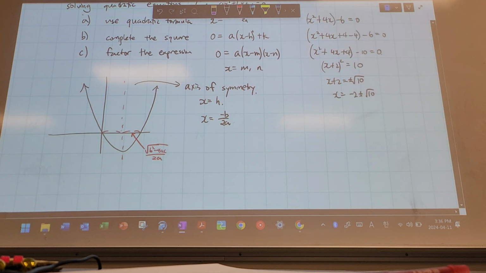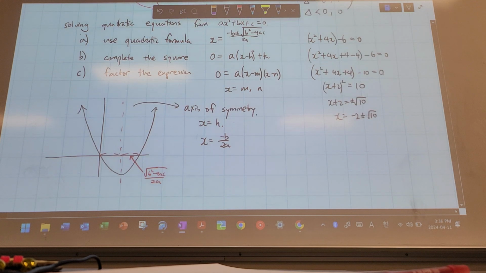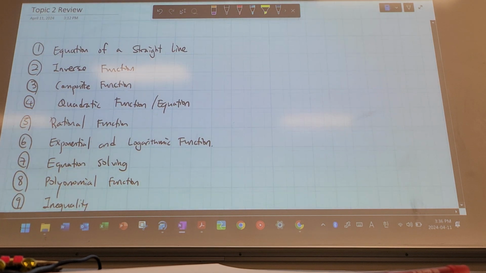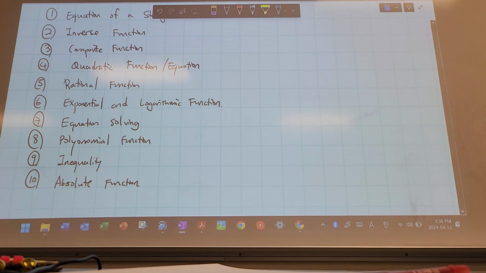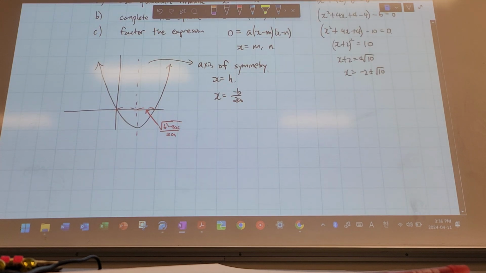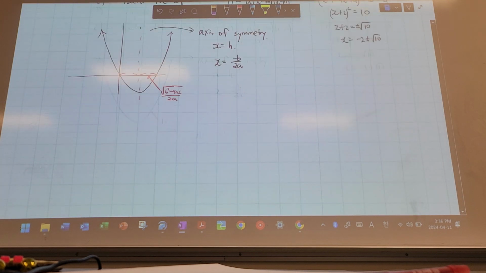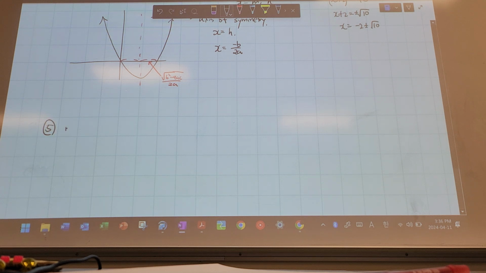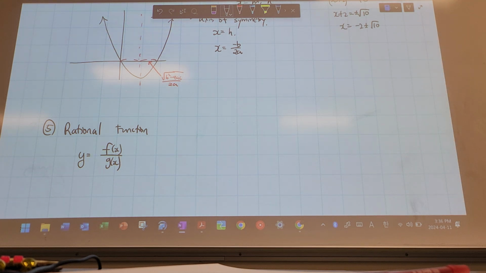Yeah. Okay, let's move on to the next part. After quadratic function and equation, let's talk about the rational function. Oh, fun stuff. Rational function is when you have y equal to f of x divided by g of x. Right? When you have something on the bottom, when you have x on the bottom, you don't have to have x on the top. If you have an x on the bottom, then we call it a rational function.